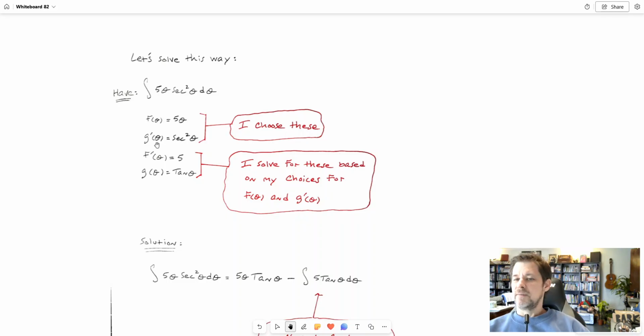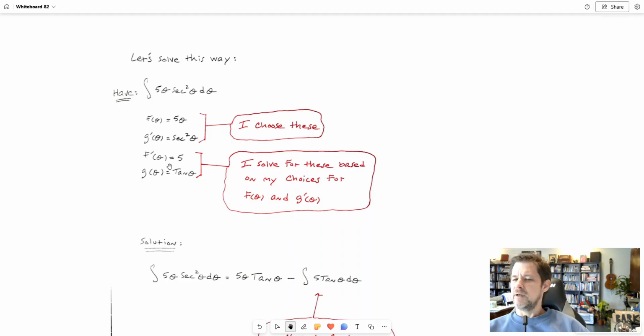Now, g prime theta is secant squared theta. That's my choice. That's the way I'm setting up integration by parts, to choose it that way. But if g prime theta is secant squared theta, then what is g of theta? Well, I might phrase it like this: what do you take the derivative of to get secant squared theta?